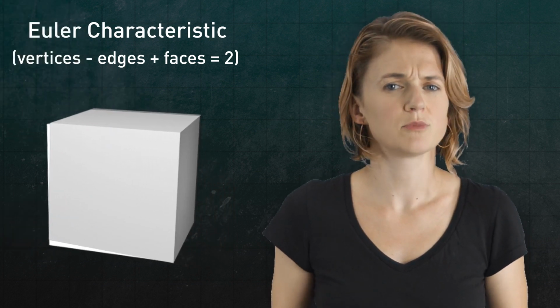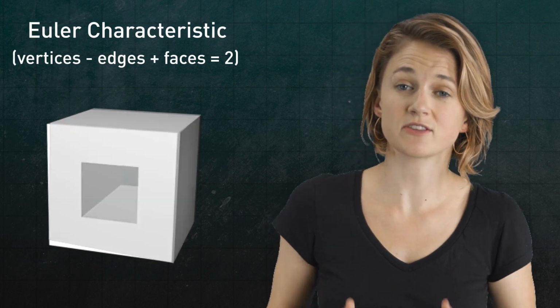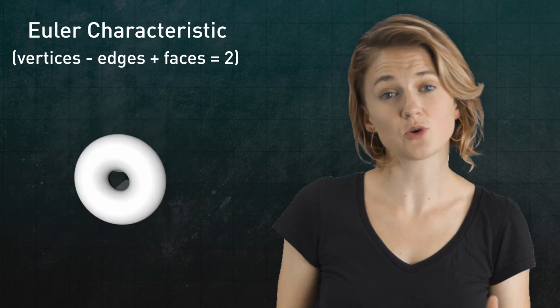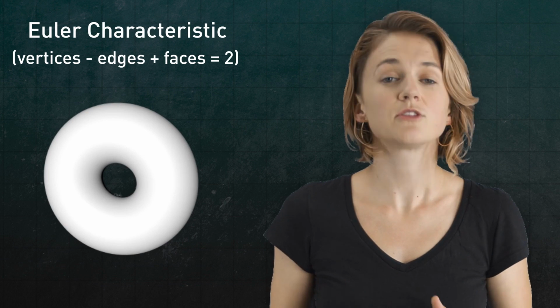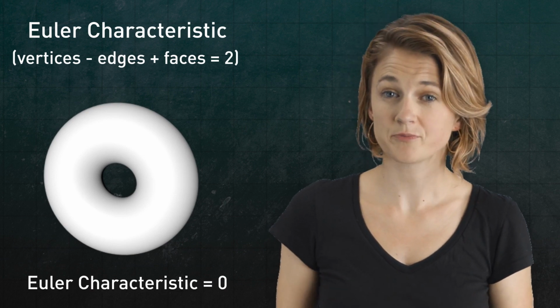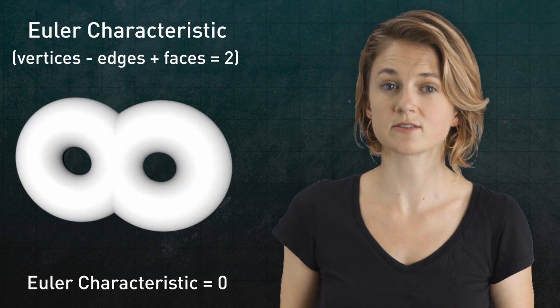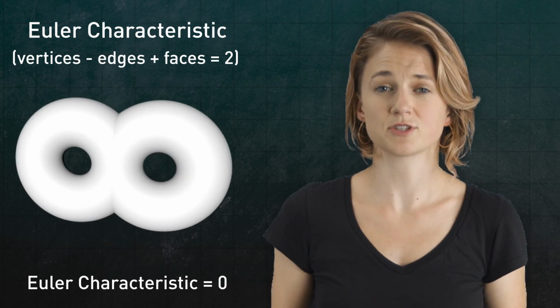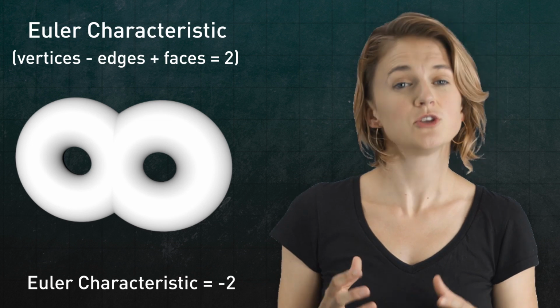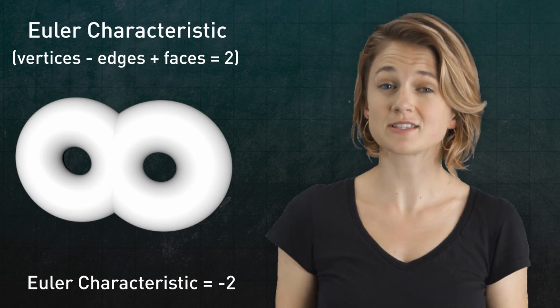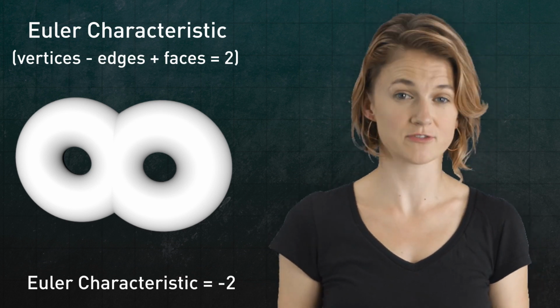Let's focus on the cube. What happens if we take a chunk out of the center? So now it looks like a torus, or hollow donut. The Euler characteristic drops to 0. What about another chunk? So there's 2 holes in the torus. Well, the Euler characteristic drops to -2. You can see that the Euler characteristic tells us something about the topology of a surface.